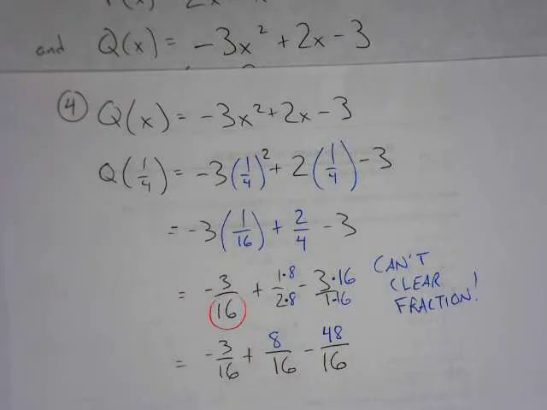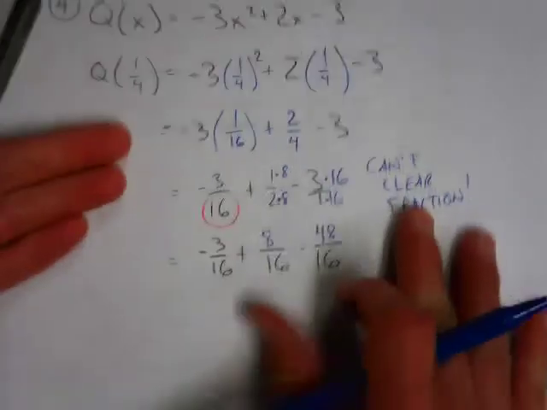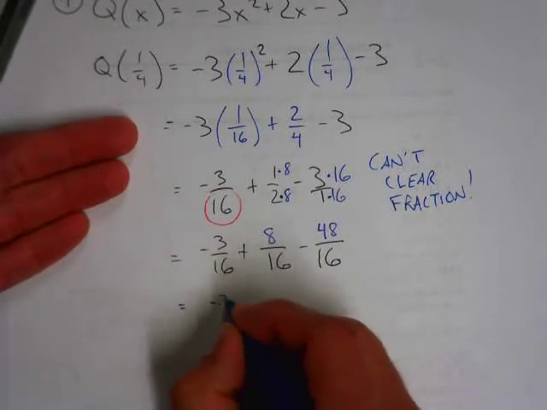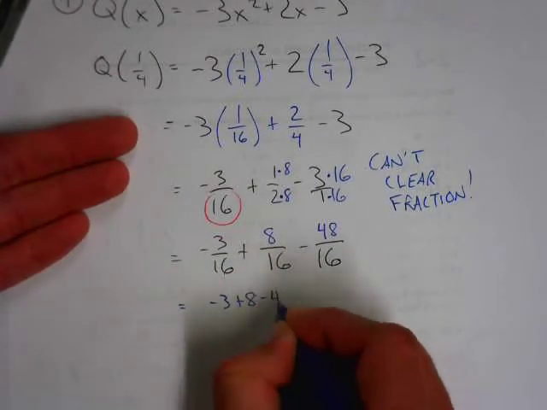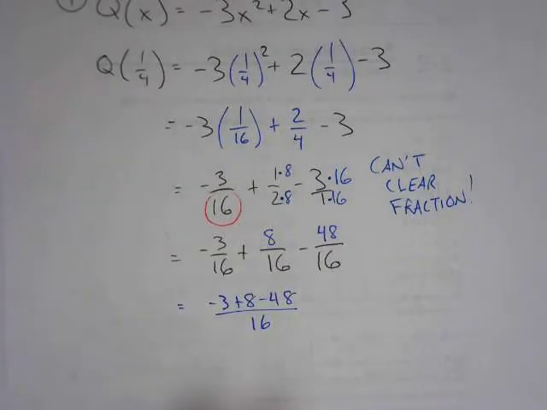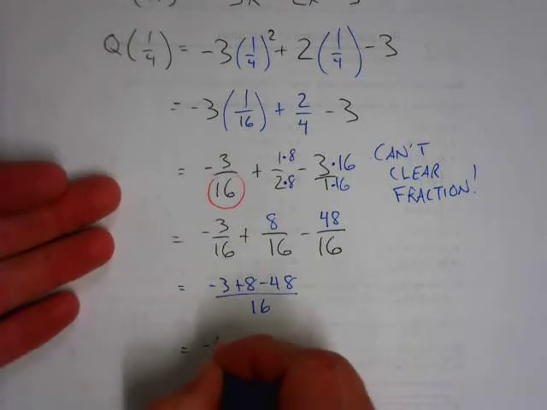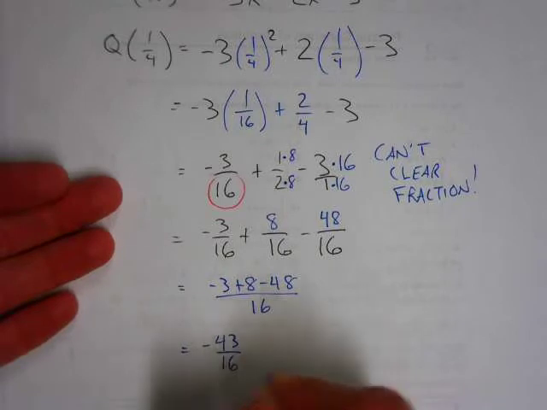And so now we have our units of measure, our denominators, all set up. 16ths, 16ths, 16ths, and now we can just combine them. So we have negative 3 plus 8 minus 48 16ths, right? And then we can crunch our numbers from there. So negative 3 plus 8 is 5. 5 minus 48 is negative 43. And so we end up with negative 43/16. See, it's not so bad.